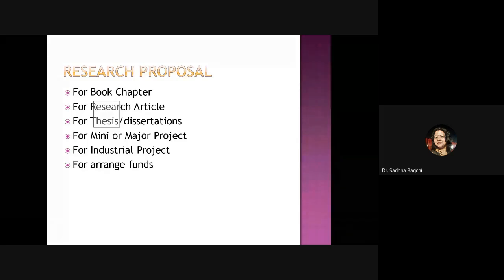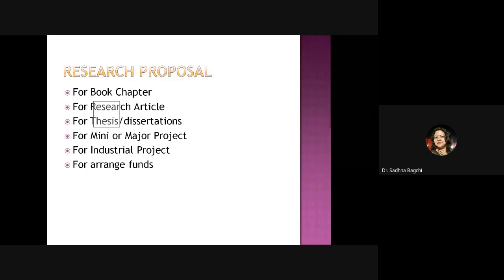Which type of proposal? Accordingly, your research proposal will be different, because if you are writing a book chapter, its proposal will be different. If you are writing a research article, its proposal will be different. If you are writing a thesis or dissertation, its proposal will be different. Mini and major projects are basically government or semi-government organization funded projects, where you write a proposal to obtain these mini or major projects.